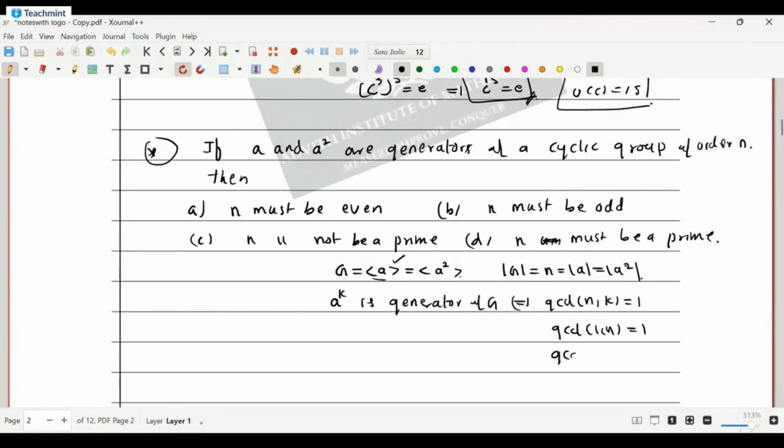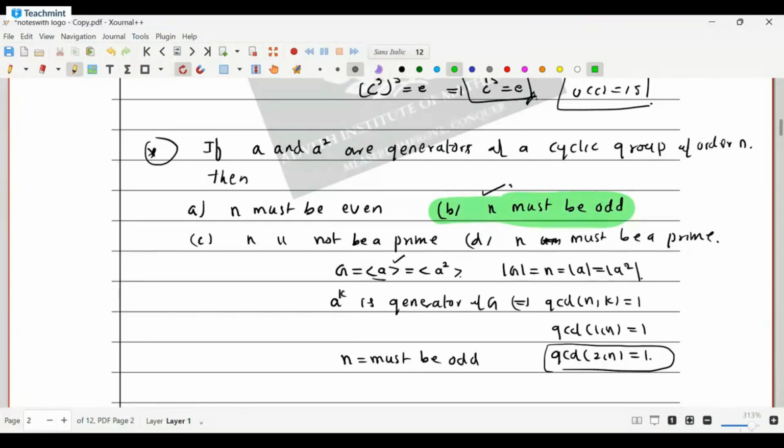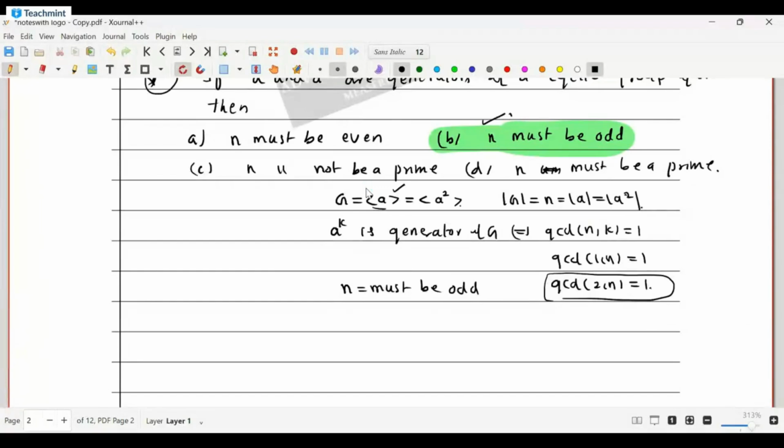And next, GCD of 2 comma n is also equal to 1, sir. When does GCD of 2 comma n equal 1? If n must be an odd number. So if n is an odd number, then A square is also a generator. So n must be odd numbers. So this is true. Next one.